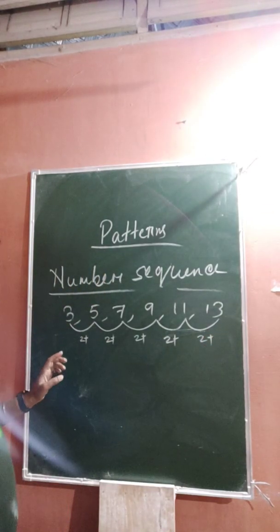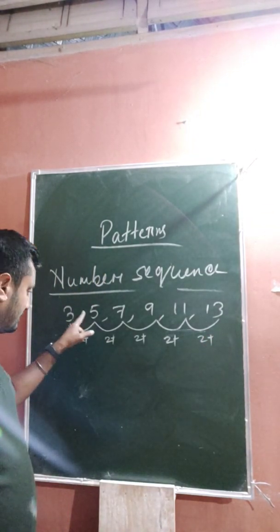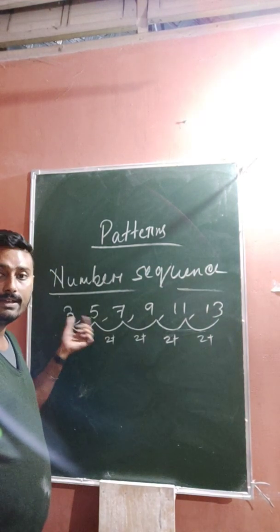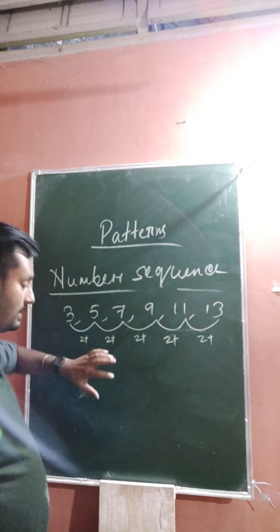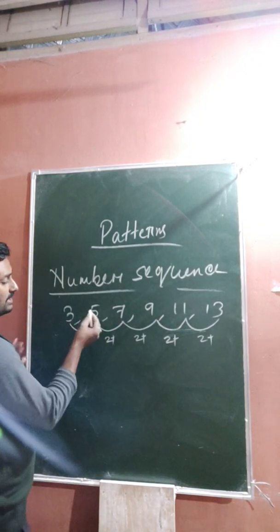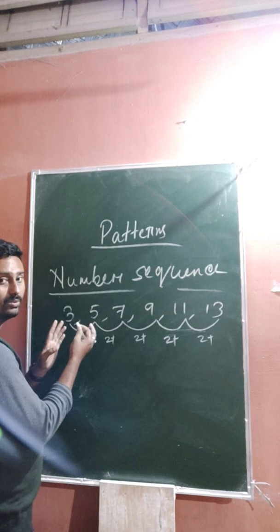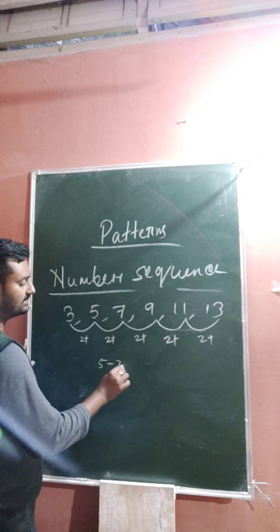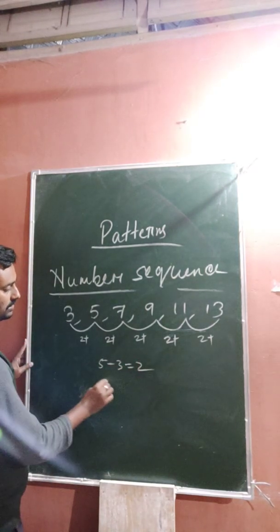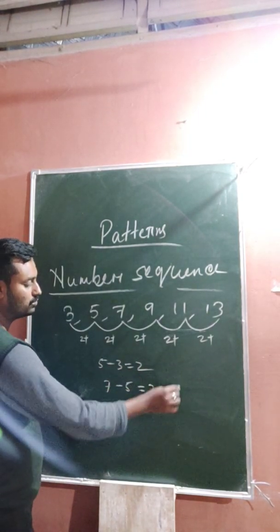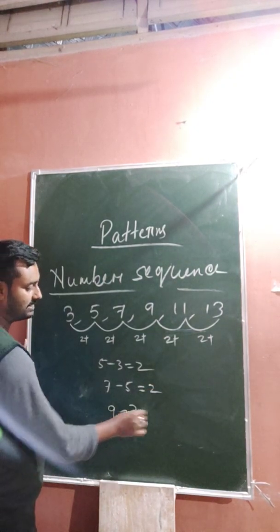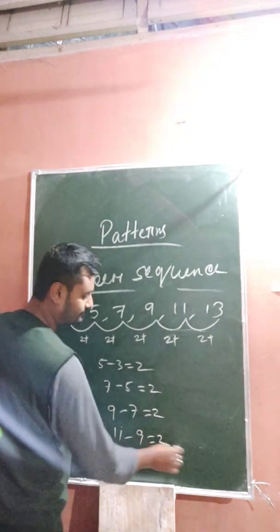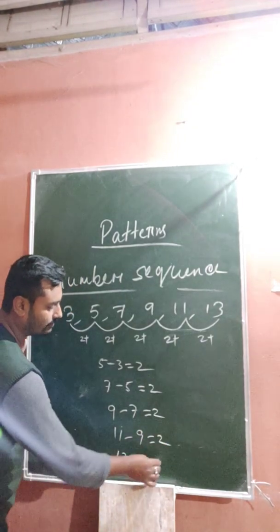That means in this case, the next number is 2 greater than the previous number. Or you can say in other words that the difference between two numbers is 2. If you subtract the first from the second, 5 minus 3 equals 2. Then 7 minus 5 equals 2, 9 minus 7 equals 2, 11 minus 9 equals 2, and 13 minus 11 equals 2.